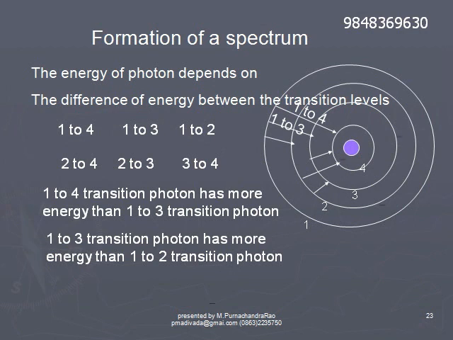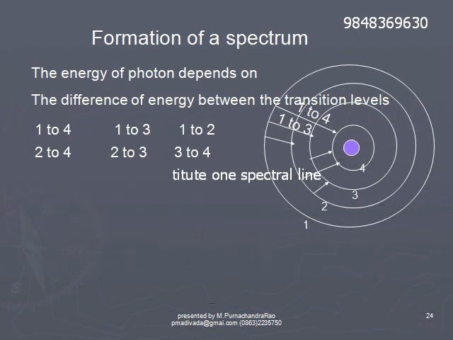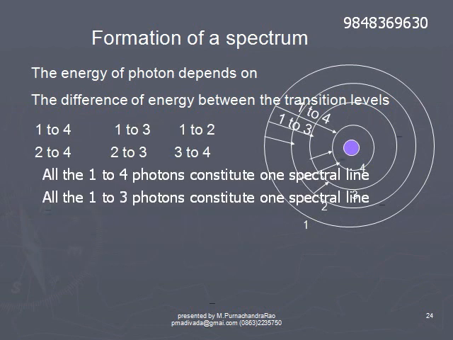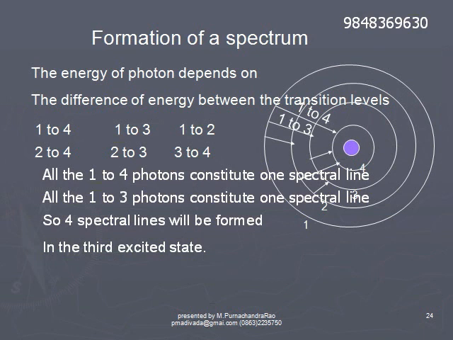Like this, there will be several transitions between energy levels. All the photons of the 1 to 4 transition constitute one colored spectral line. All the photons of the 1 to 3 transition constitute another colored spectral line. Like this, the photons emitted from each transition have a particular energy, so they produce a line of particular color.